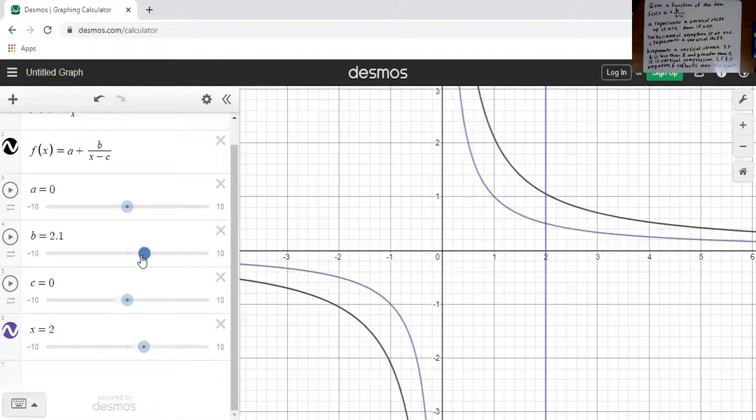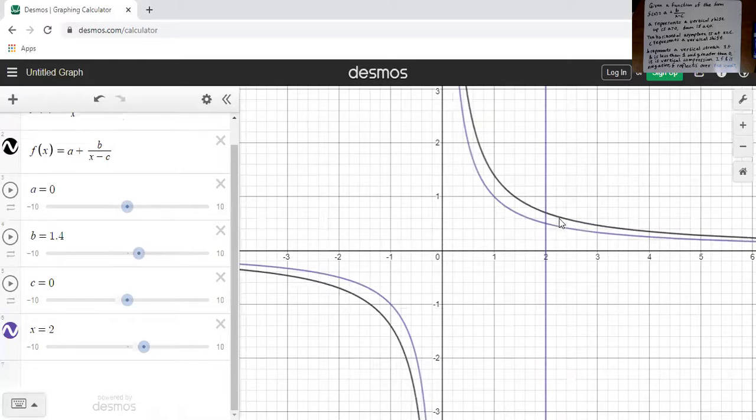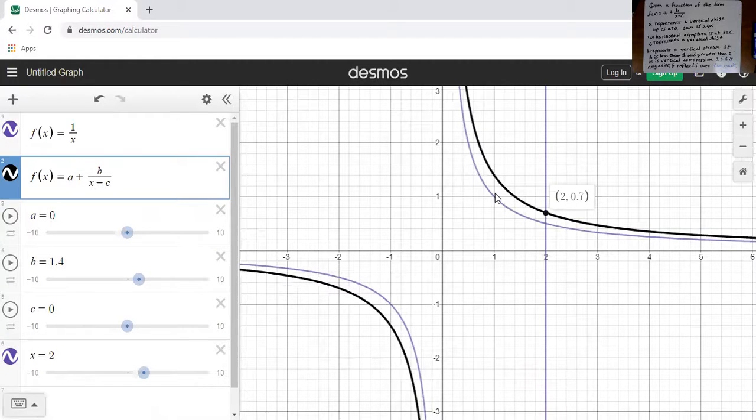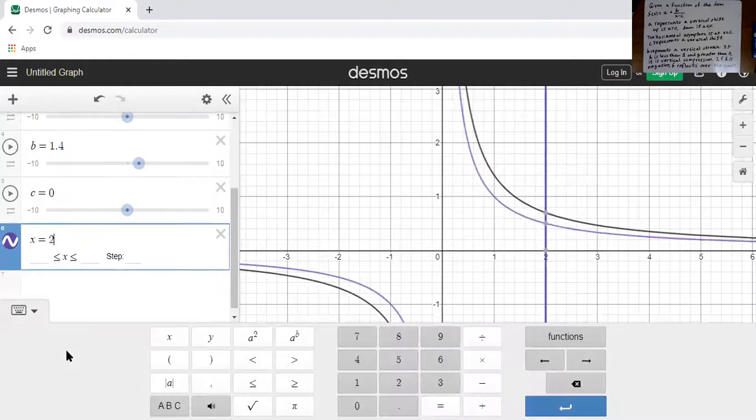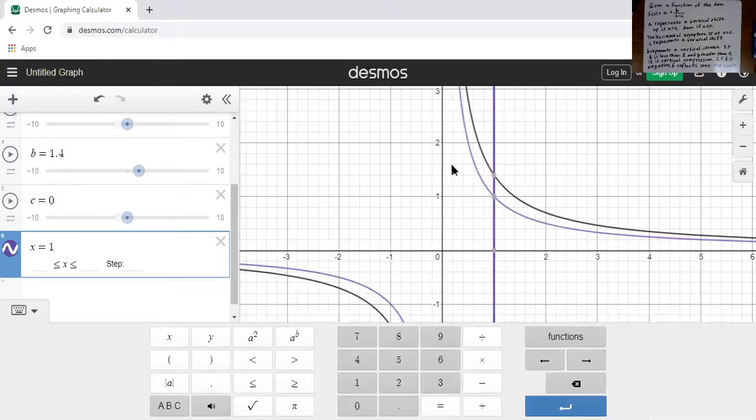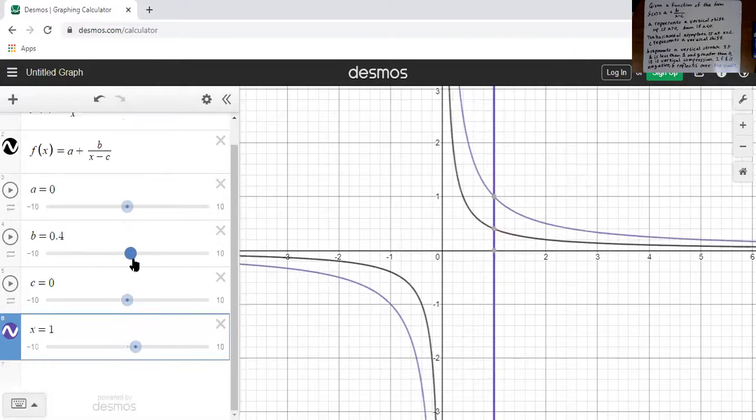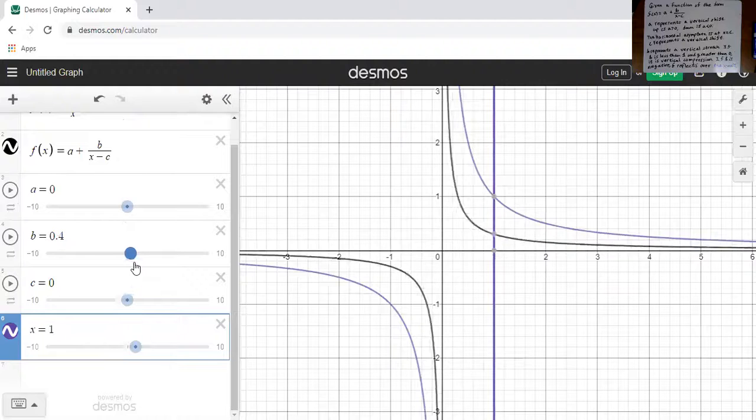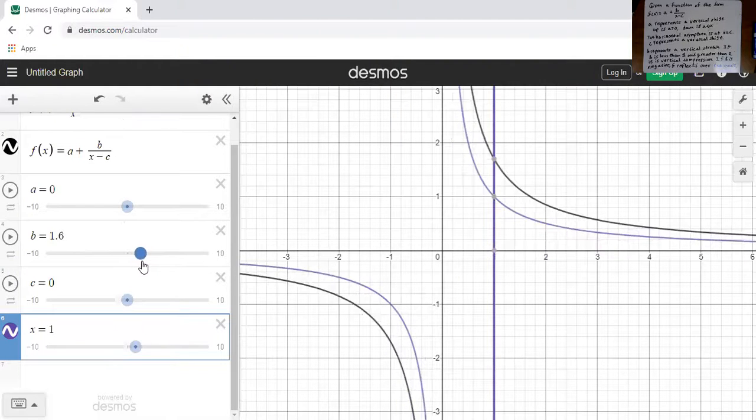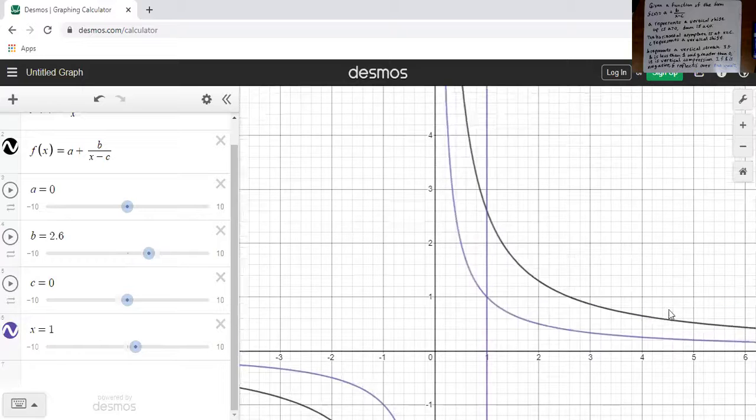So as I make b bigger, actually, let's put it at x equals 1. As b gets bigger, it stretches our graph up and down. Note that when x is 1, it always stretches our function up far enough so that our y value is whatever b happens to be.